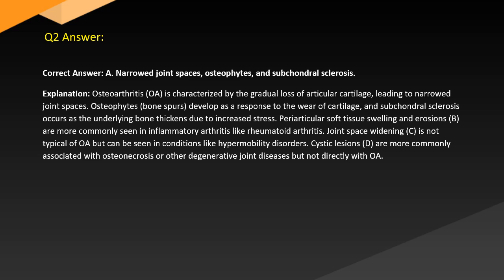Periarticular soft tissue swelling and erosions (B) are more commonly seen in inflammatory arthritis like rheumatoid arthritis. Joint space widening (C) is not typical of OA but can be seen in conditions like hypermobility disorders. Cystic lesions (D) are more associated with osteonecrosis or other degenerative joint diseases but not directly with OA.